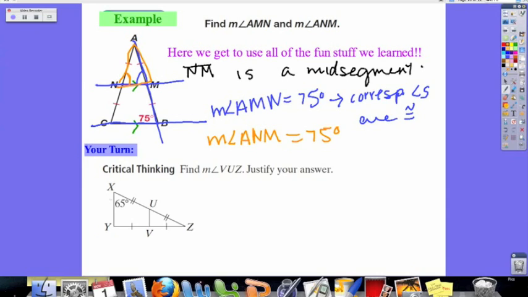Okay, if we go down to this next example, again you have a mid-segment UV, so these are parallel lines. If you extend these, by corresponding angles, you know that this angle in here, VUZ, is 65 degrees also.